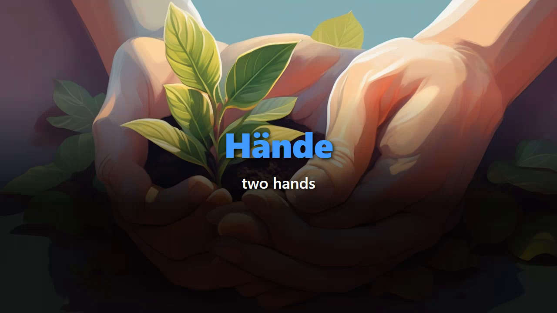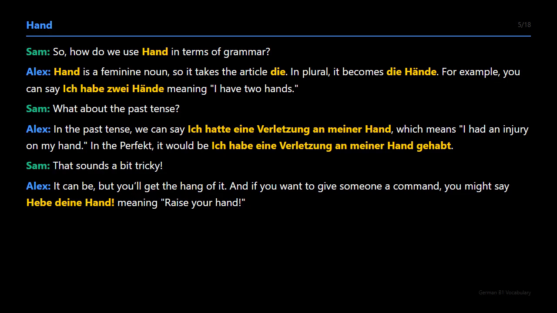So, how do we use Hand? In terms of grammar, Hand is a feminine noun, so it takes the article Die. In plural, it becomes Die Hände. For example, you can say, Ich habe 2 Hände, meaning I have 2 hands.